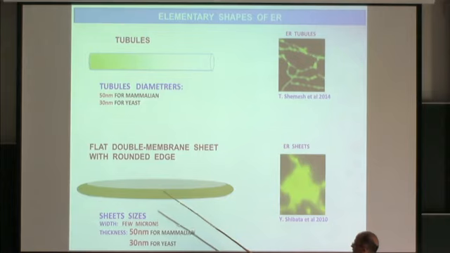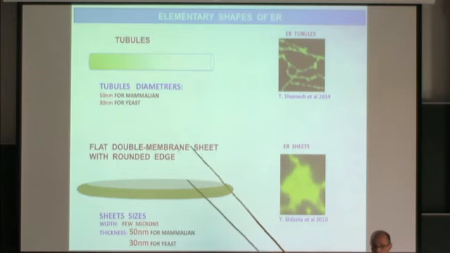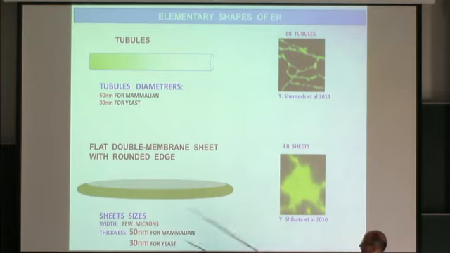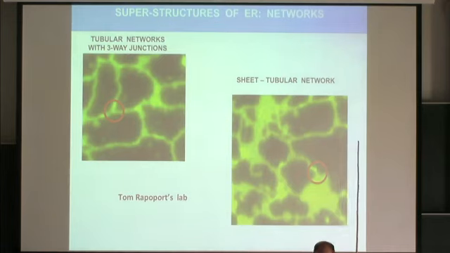So the thickness of the sheets is the same 50 nanometers for mammals as the thickness of the tubes, and the sheets are also microns wide, from a micron to several microns in their linear dimensions. This is an image of the sheet. So this is the first thing we have to understand: sheets and tubes. Please remember this number, 50 nanometers. This number determines the curvature of the tubes and the curvature of the curved parts of the sheets, their edges.